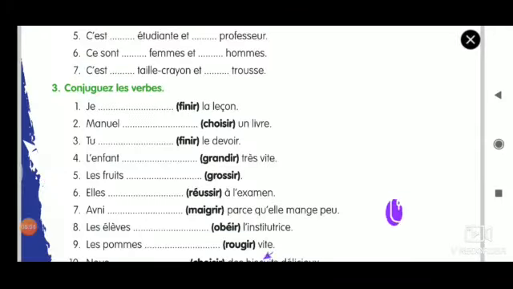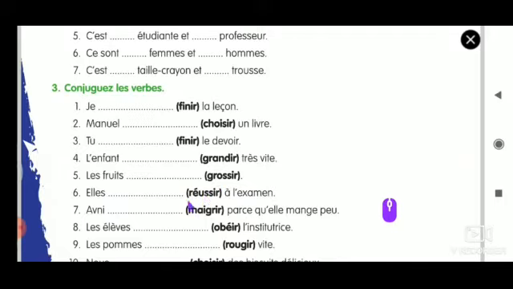Now we'll go for the next one. Grossir. Les fruits grossir. As per the rule, all these verbs are the same as finir verbs. So you have to take out the R and add SSENT. That is the rule, right? Grossissent. Les fruits grossissent. See the same thing. Take out the R and add SSENT.